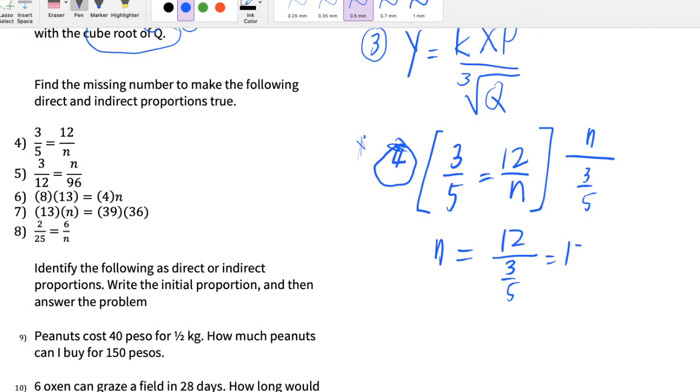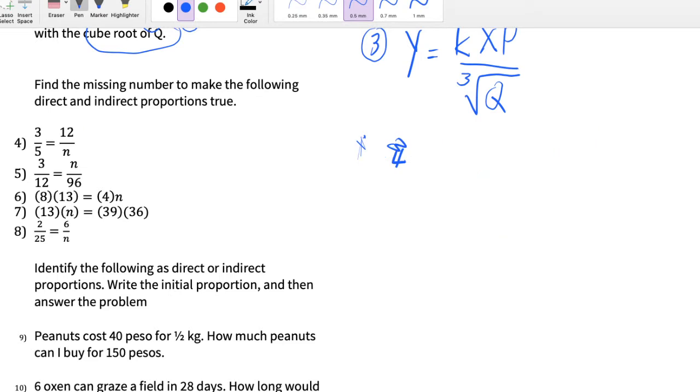Okay, alam ko yung iba dito may technique na, di ba? Ito ililipat mo lang, 3 mapupunta sa baba, 5 mapupunta sa taas. Okay, so 12 and 3, that would cancel. And here would be 4 times 5 or 20. So here the answer is n is equal to 20. How about number 5?